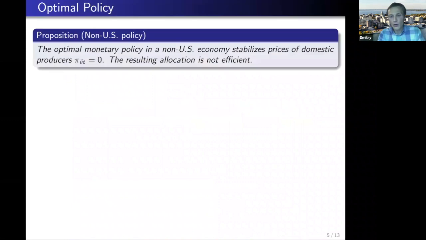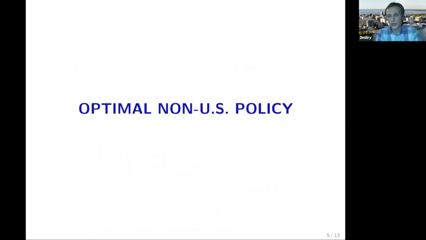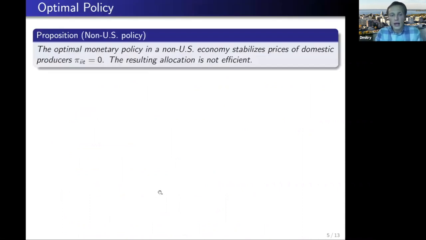Okay, so let me now go to the main result. As I said, under PCP, you get the first best allocation. Everything is efficient, but as soon as you have domestic prices and export prices sticky in two different currencies, the law of one price is no longer satisfied and the efficient allocation cannot be implemented. That's exactly the case we want to study. So what is the optimal monetary policy in non-US economies in this case? Surprisingly, the policy doesn't really change much relative to the PCP case.